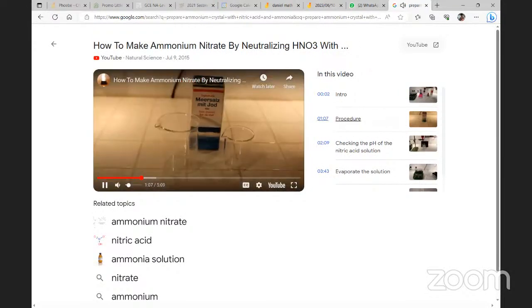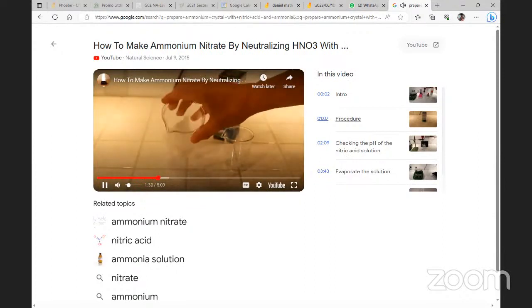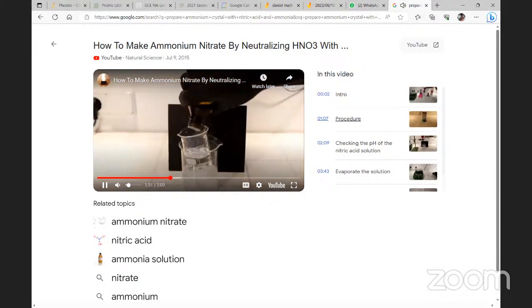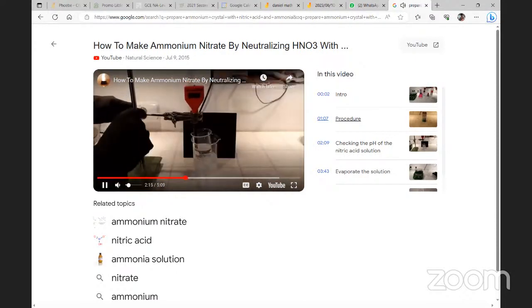I need to get water which is colder than 0 degrees Celsius. We'll just put a few ice cubes in the big beaker. You can wait a bit so you can check.